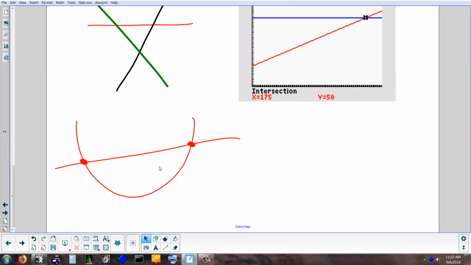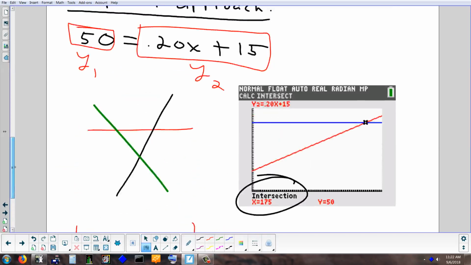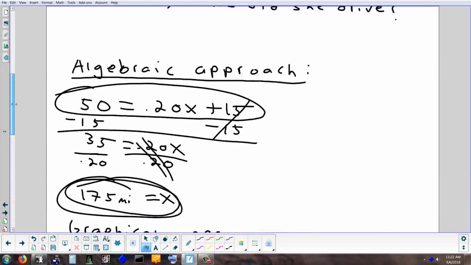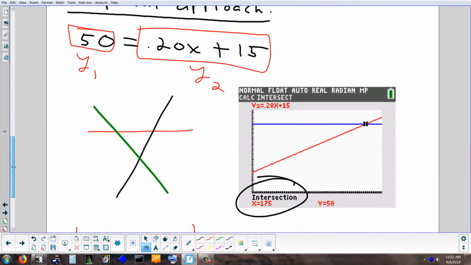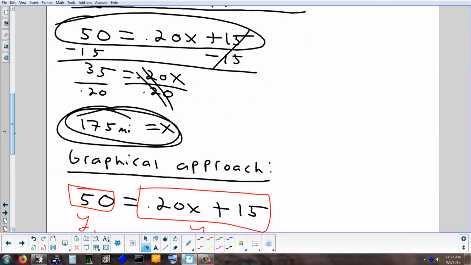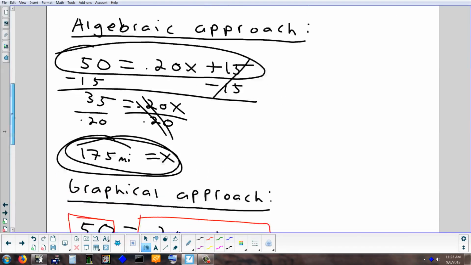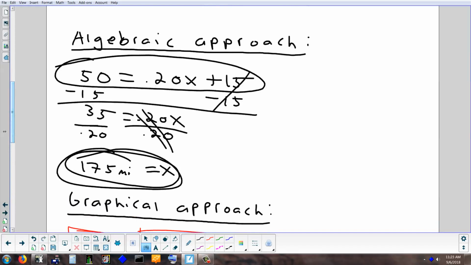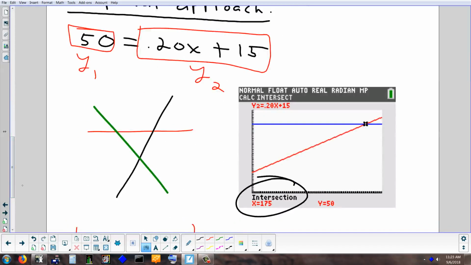Okay, so any questions on that? Okay, so two ways to solve the same problem. Algebraic, graphical. For this problem, I can do it faster with algebra than I could graphing. When the equations start getting a lot more complicated, it might be impossible to use algebra. So then we'll have to graph it. But this one you could do either way. Any questions on finding an intersection?